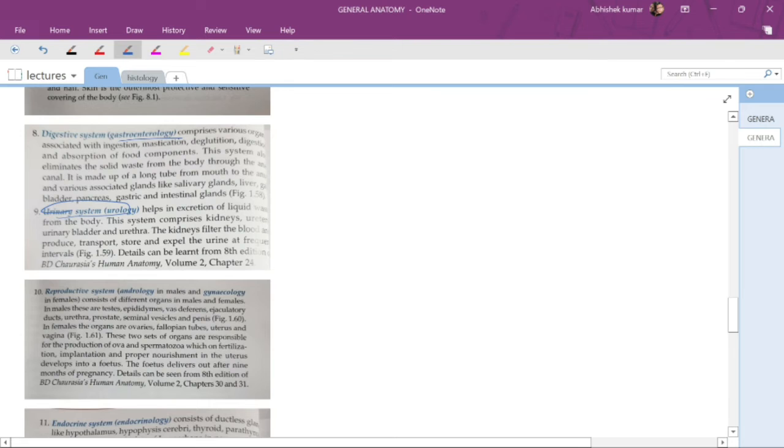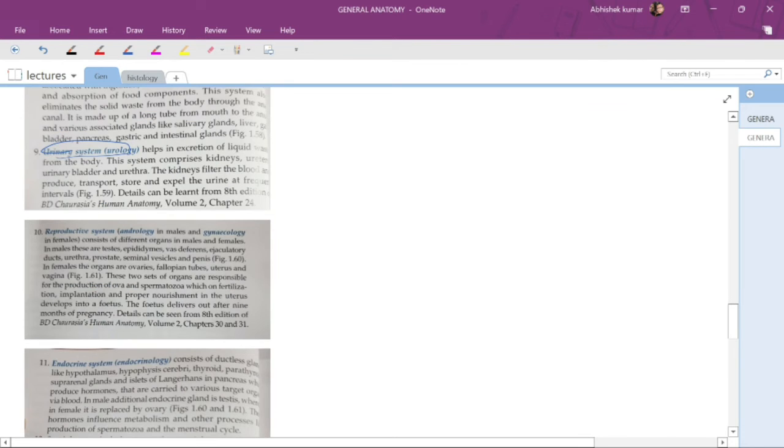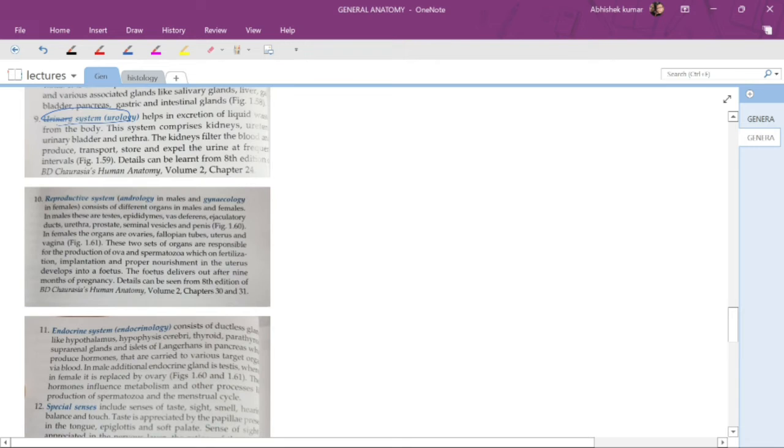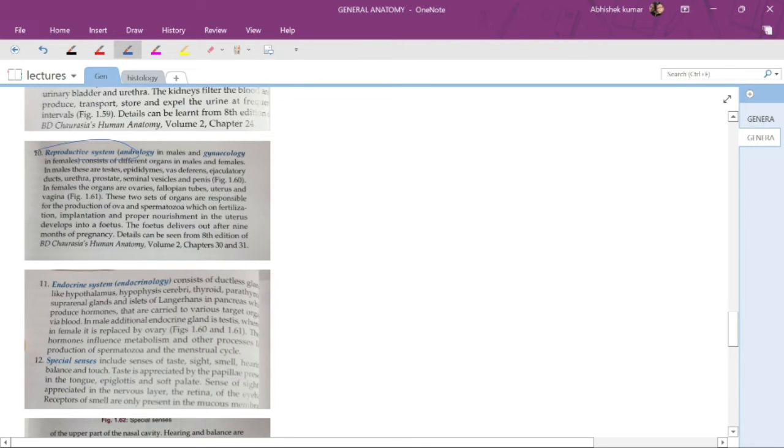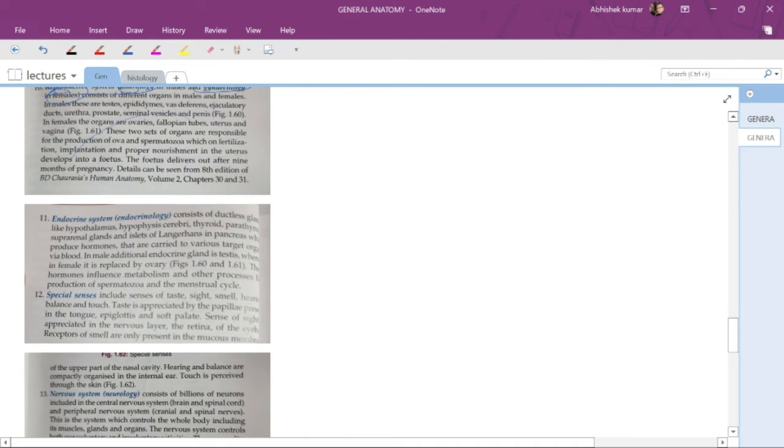Urinary system, urology, all things related to the excretion of various substances from the kidney going to the urinary bladder and ejected through the urethra, so all that comes in this urology part. Reproductive system, divided into andrology for males and gynecology in females, so deals with the male reproductive and female reproductive system. Embryology, how the fetus is going to work. Delivery.